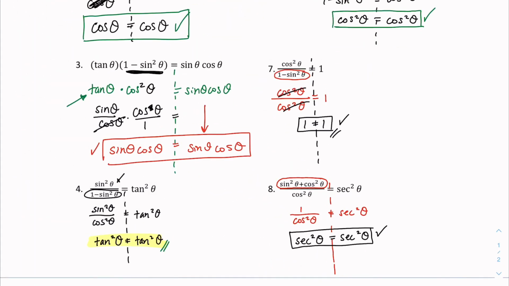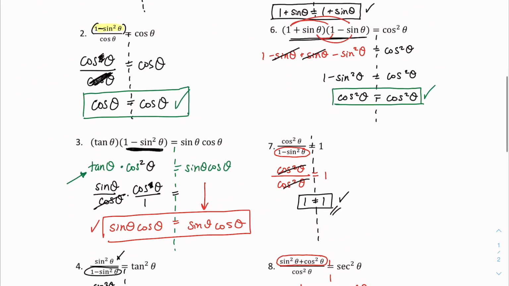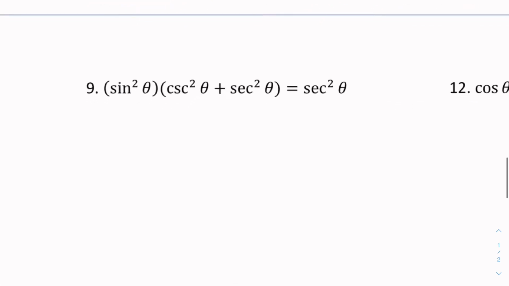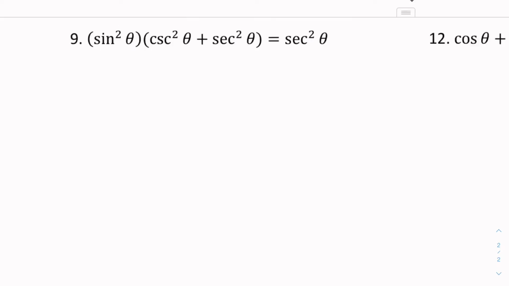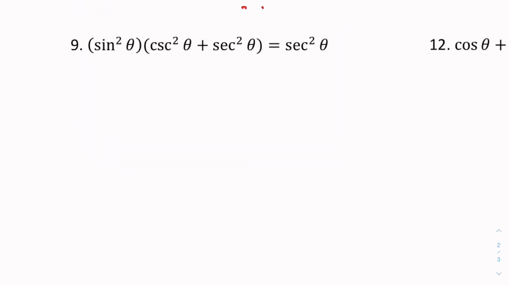Okay, it is my hope that you're getting more familiar and you're getting faster and better at this as we go on. Let's try number 9. So for this one, I'll work with you. Okay, so for number 9, the more complicated side is 100% the left side. So let's draw our dotted line down the middle. And I'm working on the left side.